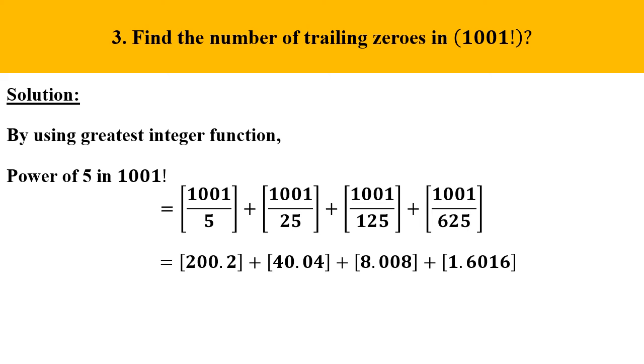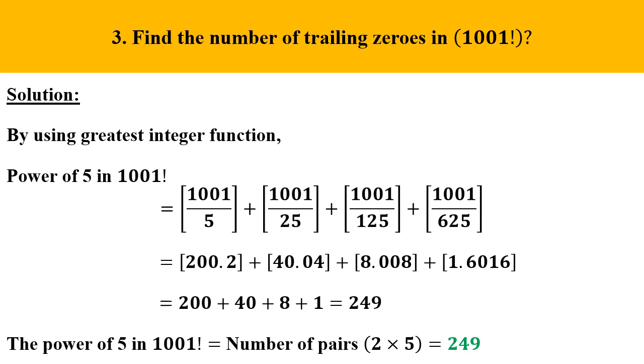We get 200.2 in greatest integer function, 40.04 plus 8.008 plus 1.6016. So by using this function, we get 200 plus 40 plus 8 plus 1 as our greatest integer in these square brackets. So we get 249. The power of 5 in 1001 factorial is actually 249.